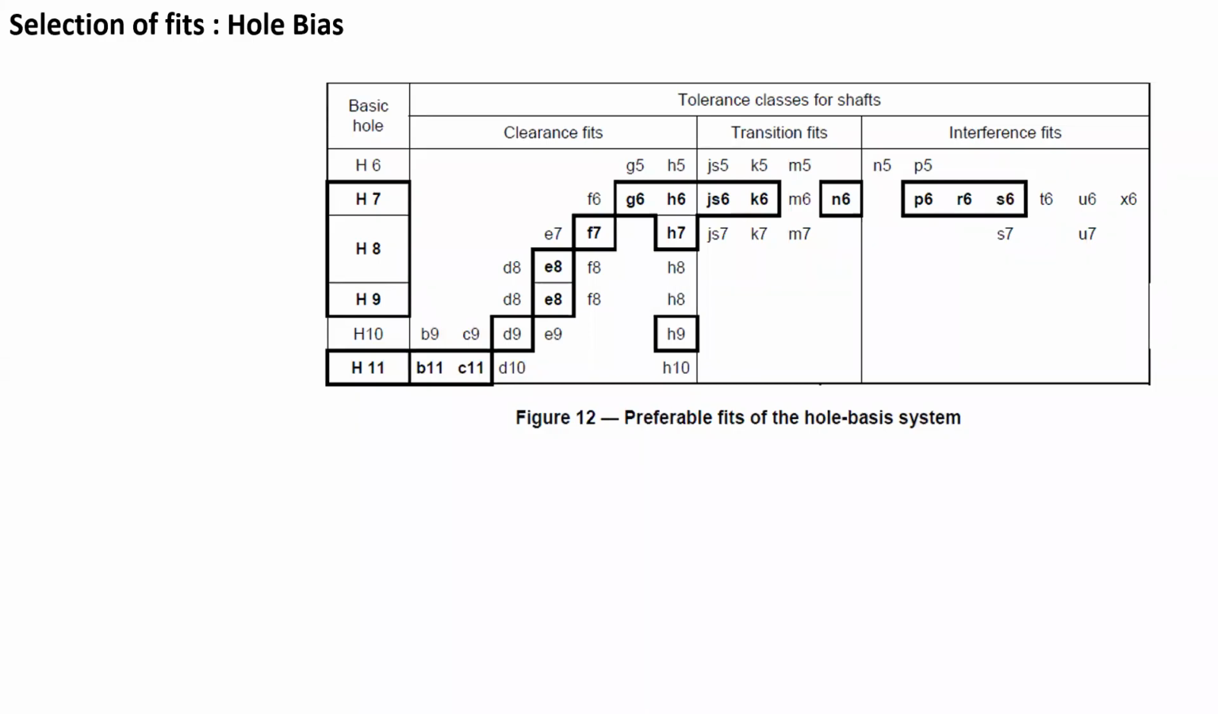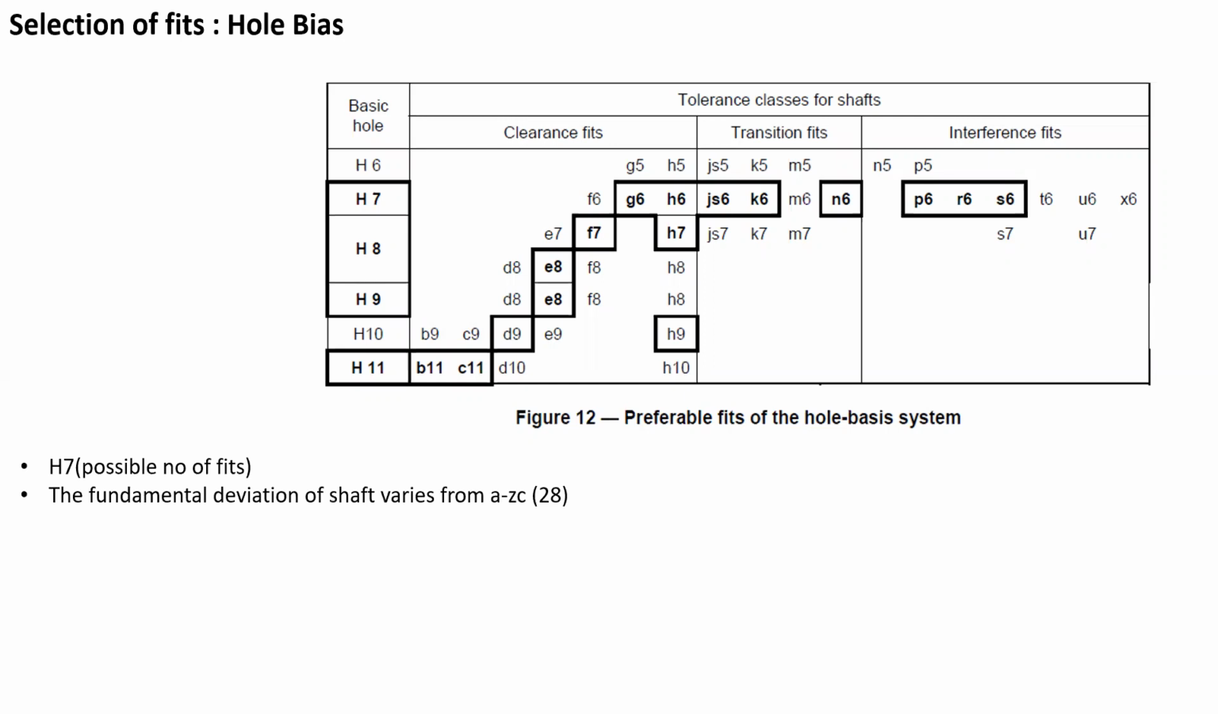In this video, I'll be discussing the criteria for selection of fits. Let's first take the example of hole bias system. So let's consider a H7 hole. The possible number of fits for H7 hole can be calculated as follows.